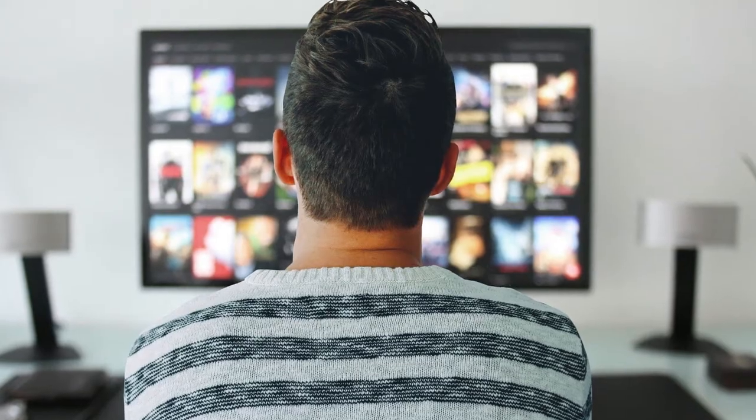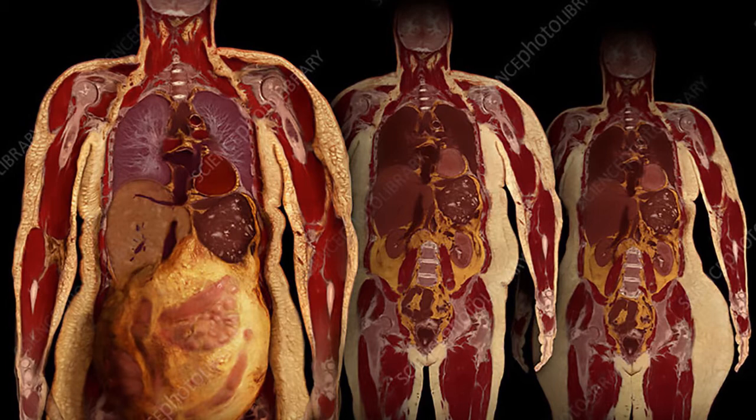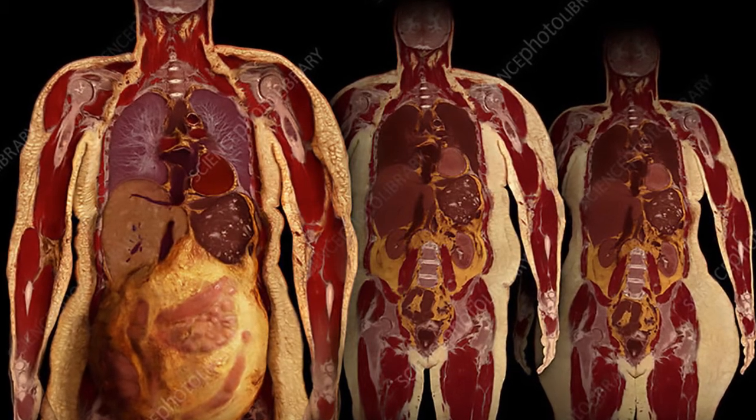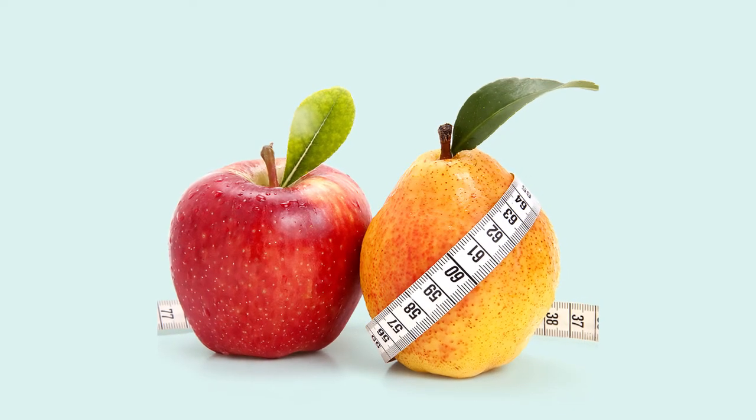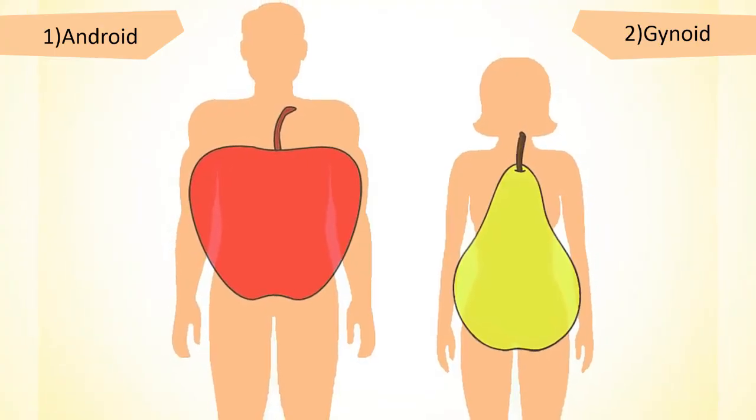Viewers, in this video we'll talk about the association of body type with health risk. Fat storage in the body strongly affects your body type. So there are two common body types that result from fat storage. First is android, apple shaped. Second one is gynoid or pear shaped.